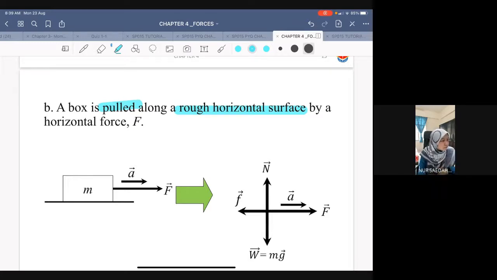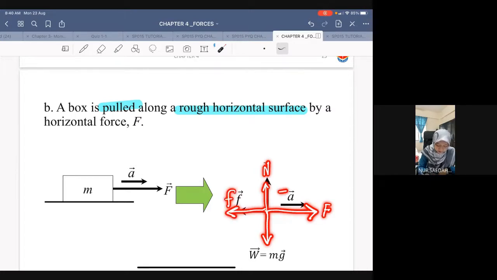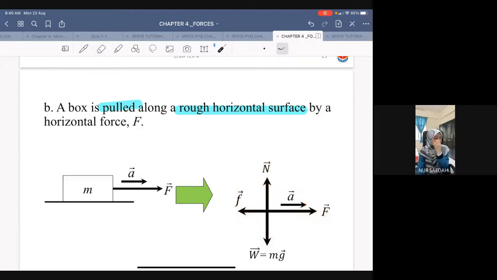So apa force-nya? Pertama dia in contact with other surface. So dia ada weight, dia ada normal reaction force. Because it is being pulled, so dia ada pulling force. Okay, so dekat rough surface so ada friction lah, sebab bila kita pull objek akan bergerak ke kanan. So frictional force is opposite to the direction of the motion. So ada 4 force.